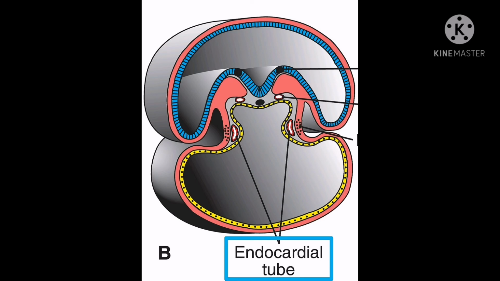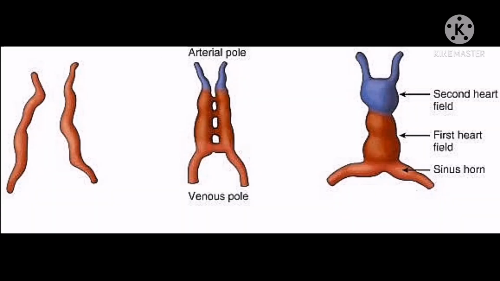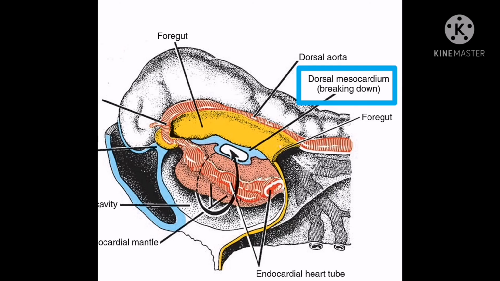And secondly, due to lateral folding, the caudal ends of the heart tubes fuse, and the central part of the tube expands to form the future outflow tract and the ventricular regions. So just remember that two heart tubes were formed and then they fused together to form a single heart tube. Initially the heart tube is attached to the dorsal side of the pericardial cavity by the dorsal mesocardium. But this mesocardium eventually disappears and the transverse pericardial sinus is formed.